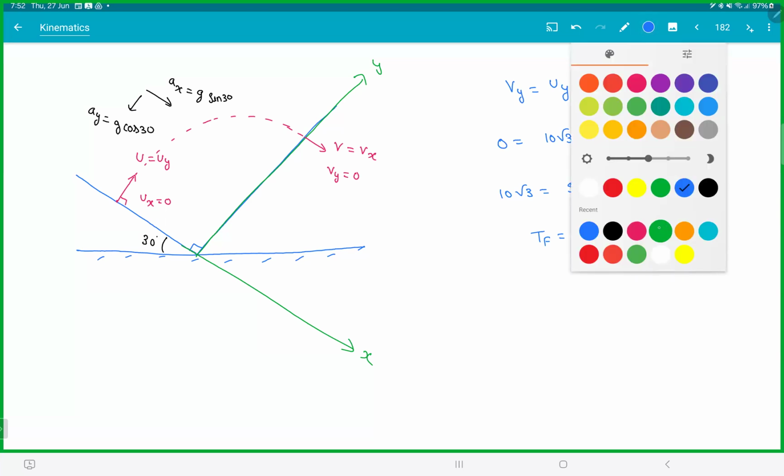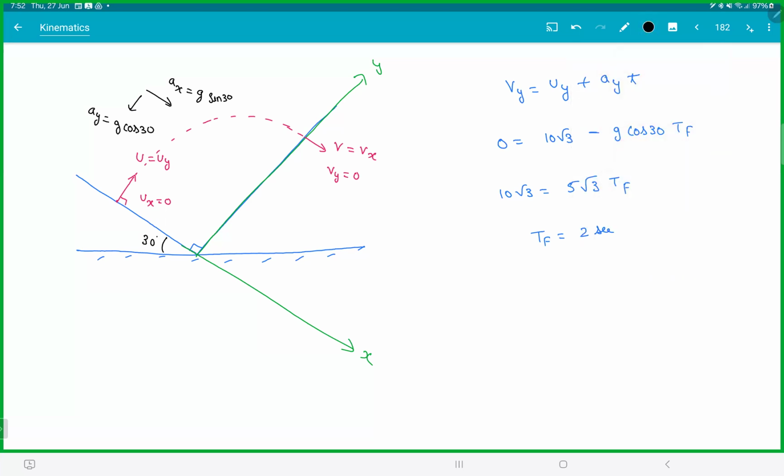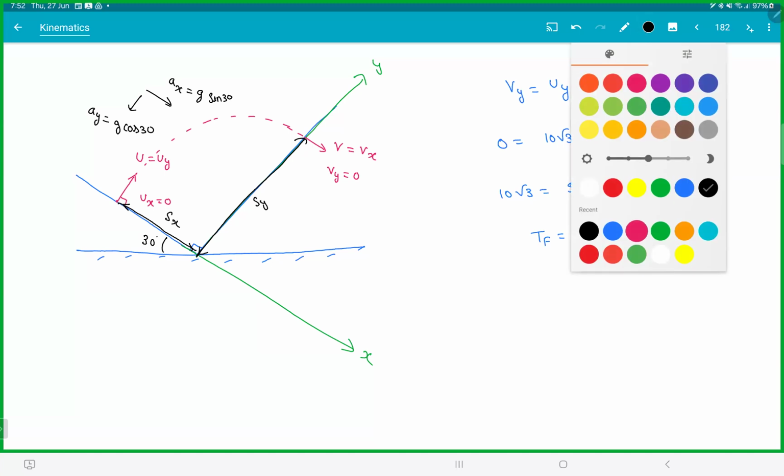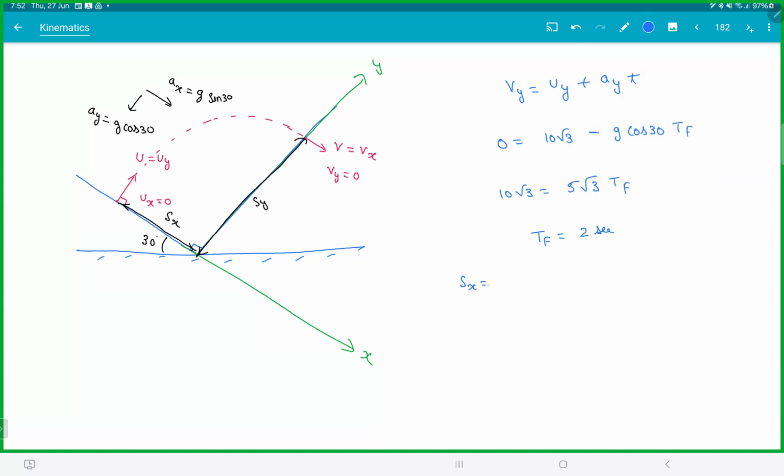Next thing, if you got this, now look at this thing. This is your Sy, the vertical displacement. This is your Sx, the horizontal displacement. So I can use Sx is uxt plus half axt square. Ux is 0. Ax is g sine 30, that is 5, and time of flight square is 2 square. This is 10 meters. Sx is 10 meters.